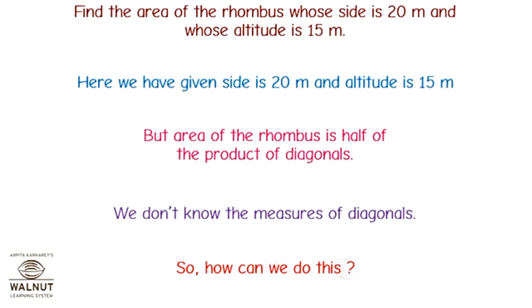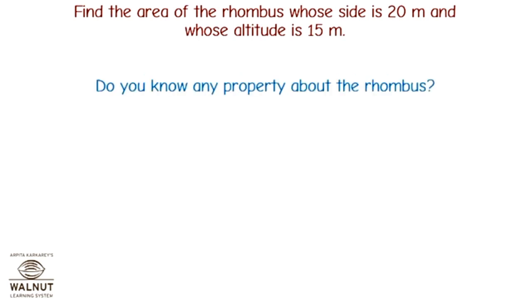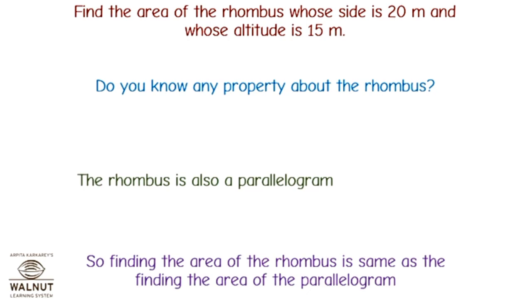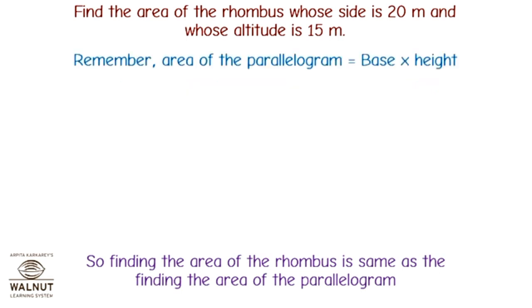So what we have to do here is, we know that every rhombus is a parallelogram. That's an important property of rhombus. Every rhombus is also a parallelogram. So finding area of rhombus is same as finding area of the parallelogram. Area of parallelogram is equal to base into height. So area of rhombus is also equal to base into height because every rhombus is also a parallelogram.